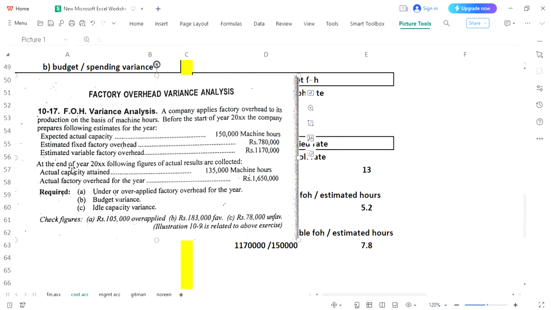At the end of year 20, following figures of actual results. Look at this. Here it was written expected, estimated, and estimated. So it was not actual hours, not actual fixed FOH, not actual variable FOH. These were just estimated. And what we need is these actual results. Actual capacity and hours are written over here. So we have found out these are actual hours which would be put in our formula.